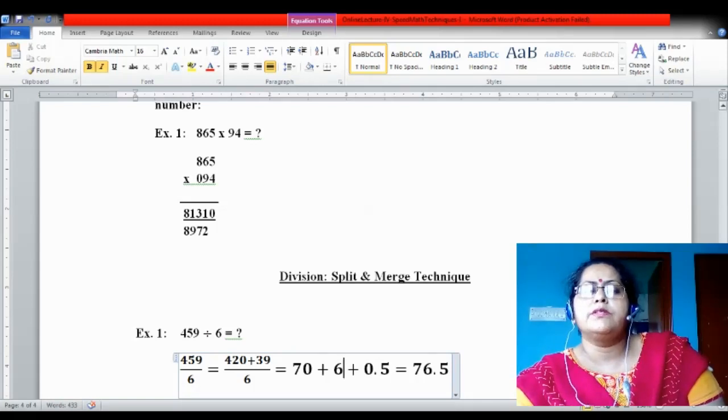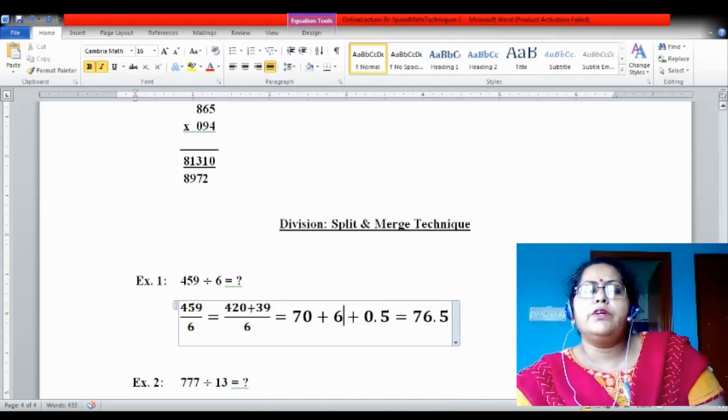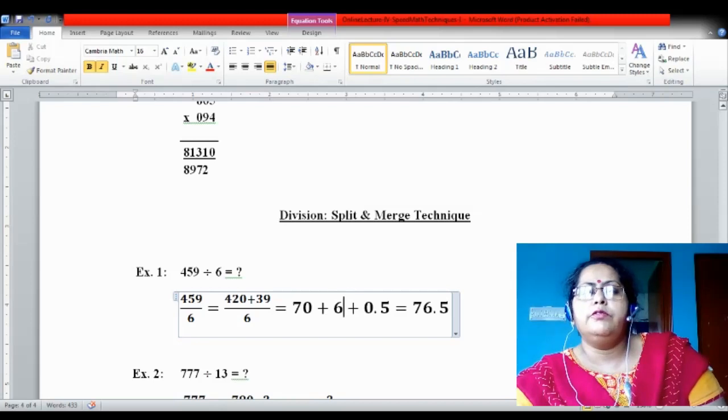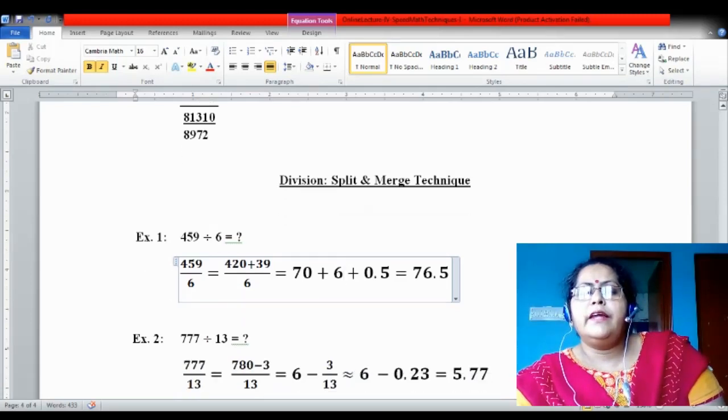Another example, and the last example for today. It's 777 divided by 13. So now let us look into the 13 table and also look into 77. Which one will be closer to 777? See, 13 sixes is 780, but it's a little bit higher. That is also not a problem. So we can write 777 as 780 minus 3. So 780 by 13, that's 60, minus 3 by 13.